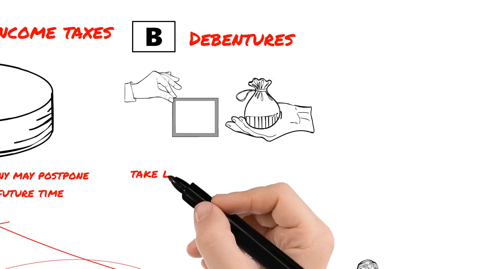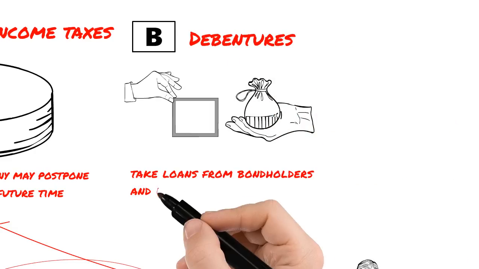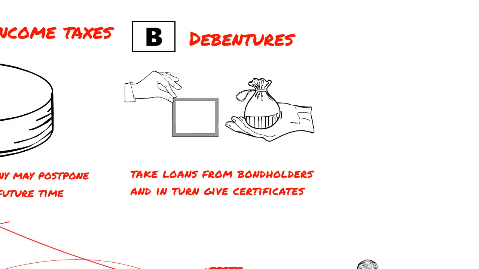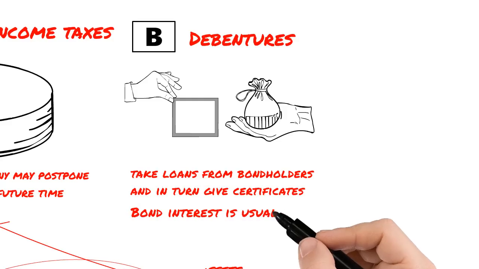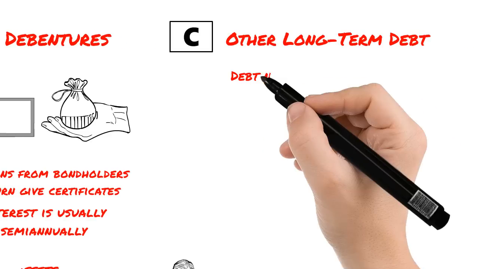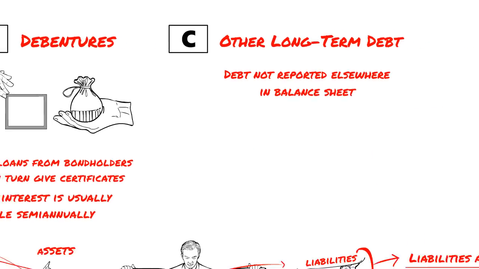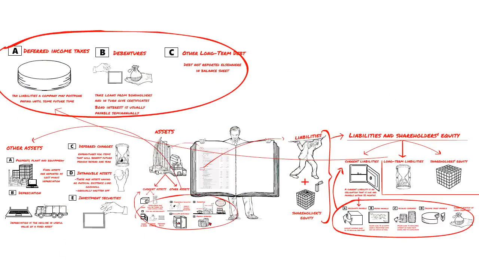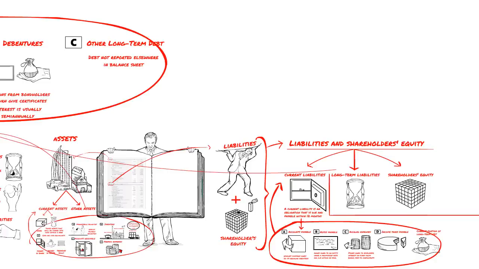Debentures: companies take loans from bondholders and in turn give certificates called bonds. A bond issue is called a debenture. Bond interest is usually payable semi-annually. Other long-term debt: debt not reported elsewhere in the balance sheet. Total liabilities: current and long-term liabilities are summed together to produce total liabilities.